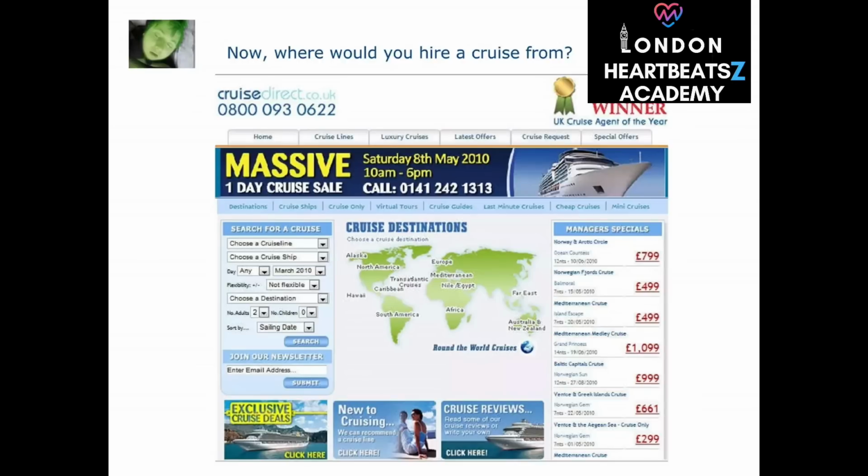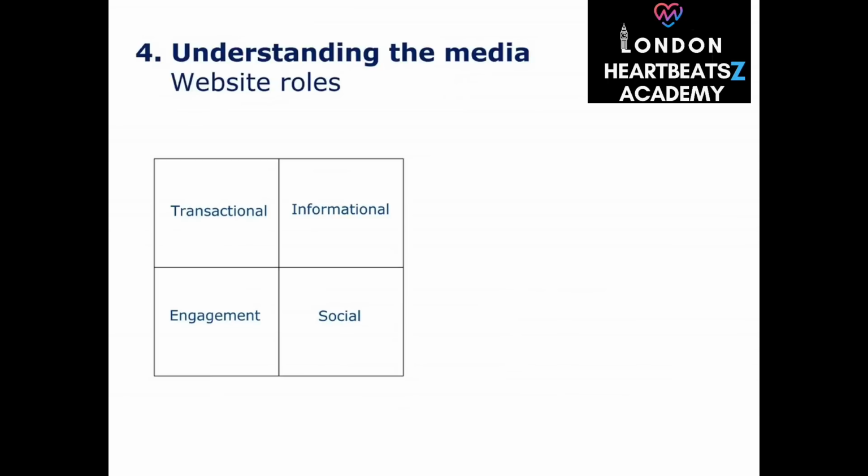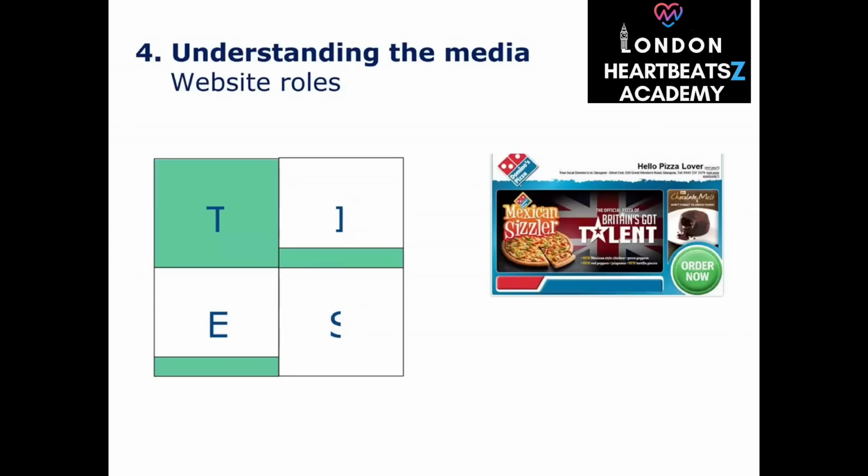Right. And they actually visualize this with a triangle: functionality, objective, design, and content. All of these things have to work together. Like pieces of a puzzle. Yeah. And they also break down the different roles that a website can play, like transactional, which is like buying something, informational, providing content, engagement, encouraging interaction, and social, connecting people. Okay, so different websites can have different goals. Not every site is trying to sell you something directly.